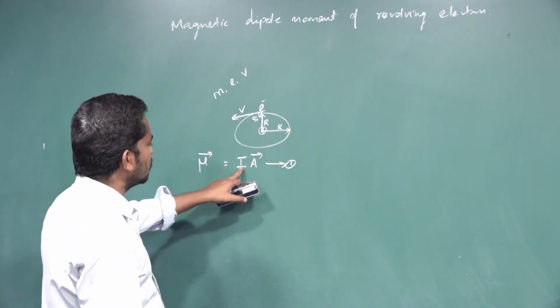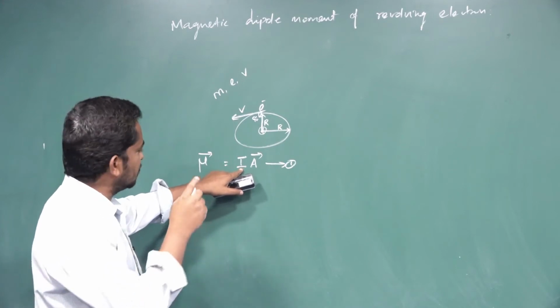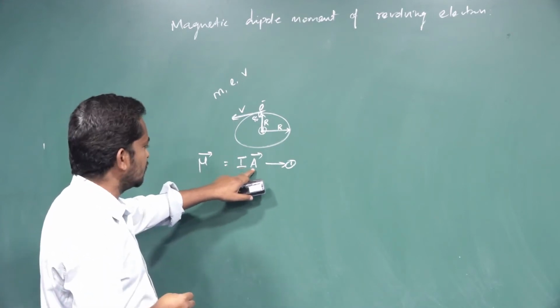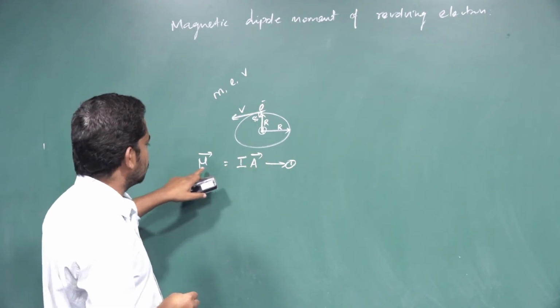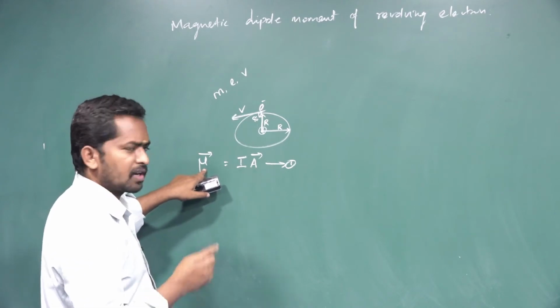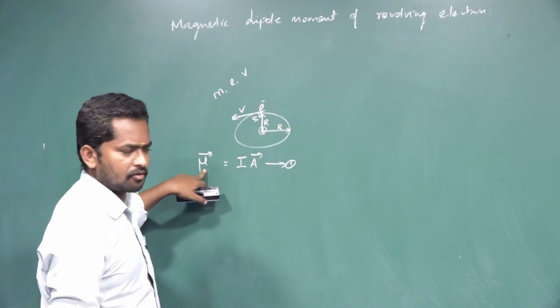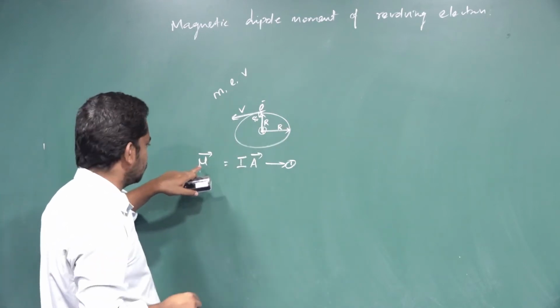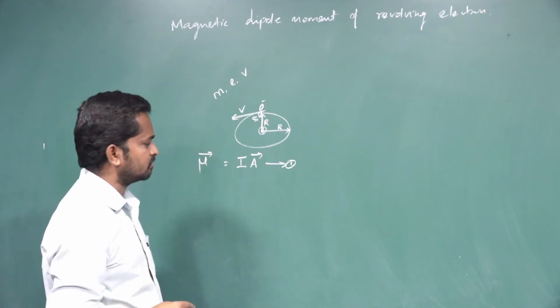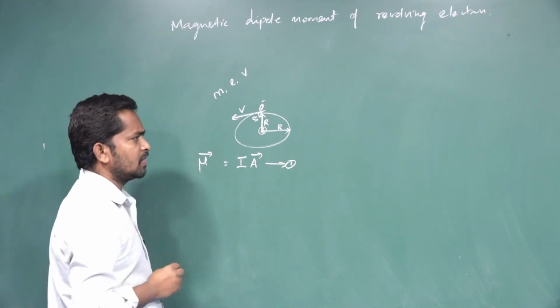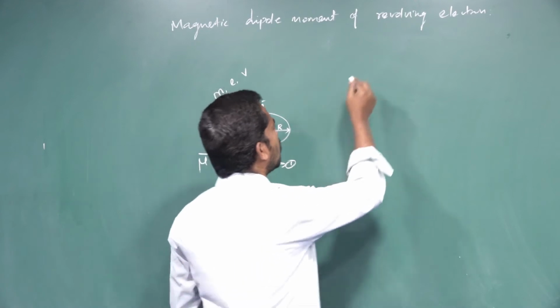See, this is I, the current. Current is a scalar quantity. This is the area vector, and mu is the dipole moment of the circular loop. So the electron revolving around the nucleus acts as a circular loop. That's why we take the equation mu vector is equal to I A vector. I want to calculate this I. What is I? The flow of current.